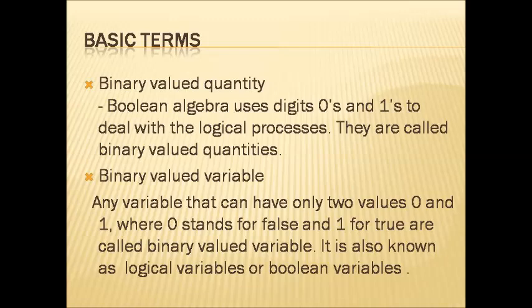Then what is a binary valued variable? It is also called a logical variable or Boolean variable. So what is a Boolean variable? A variable which can have two values, either 0 or 1, is called a binary variable or a Boolean variable or a logical variable.